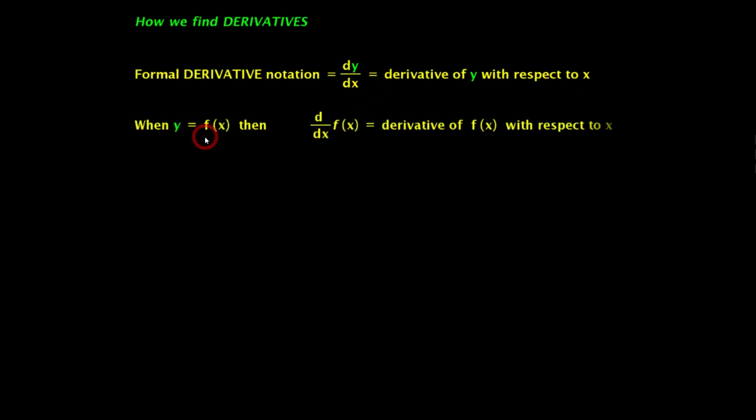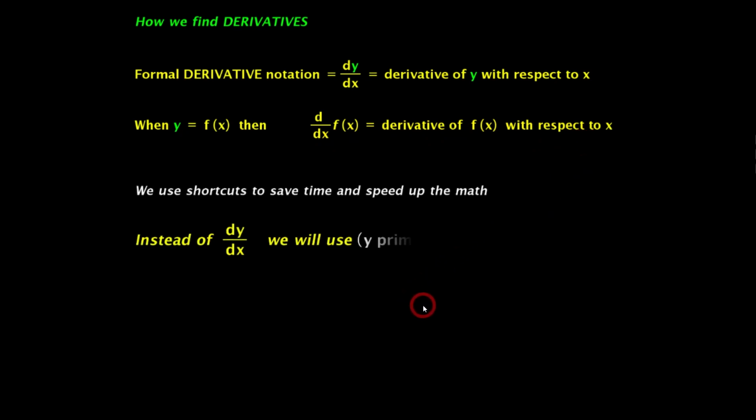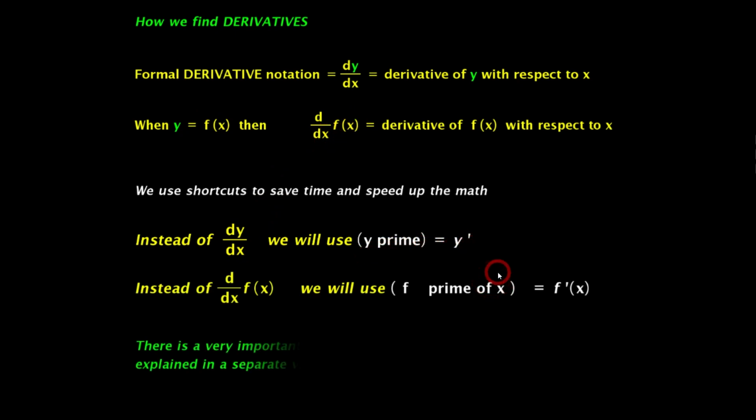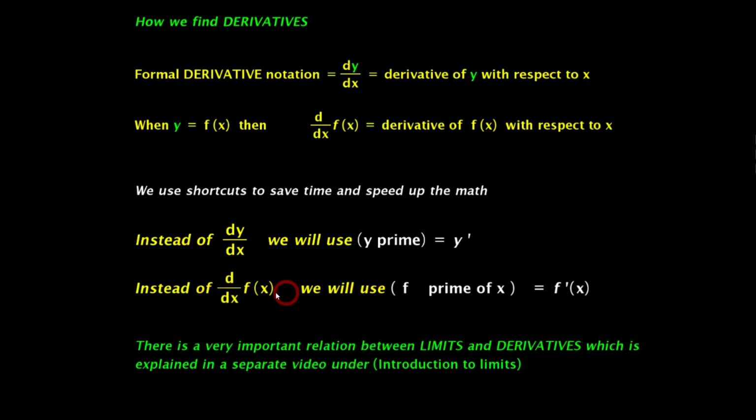So when y is f of x, the derivative of f of x with respect to x, dy/dx, we just use the shortcut y prime. Y with that symbol, that's the derivative. And when we have the derivative of f of x, we will just use f prime of x, which we have been doing for the last 2 or 3 examples.